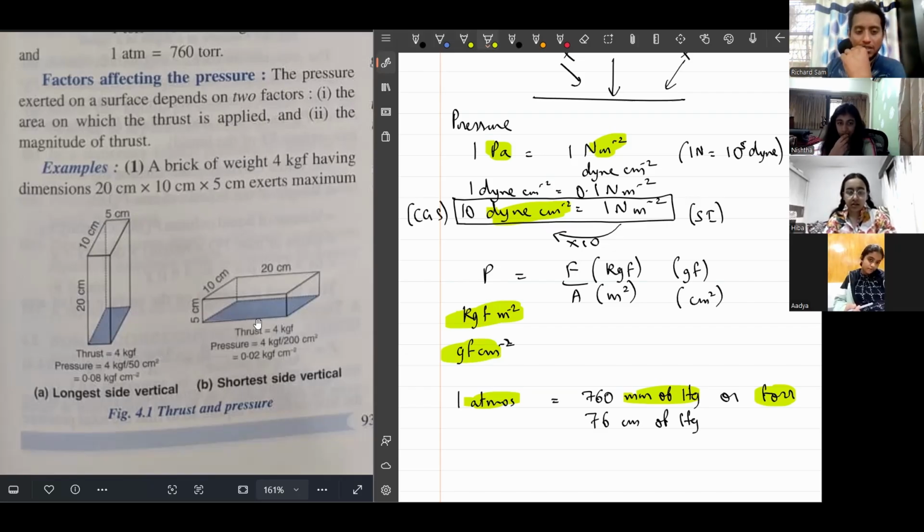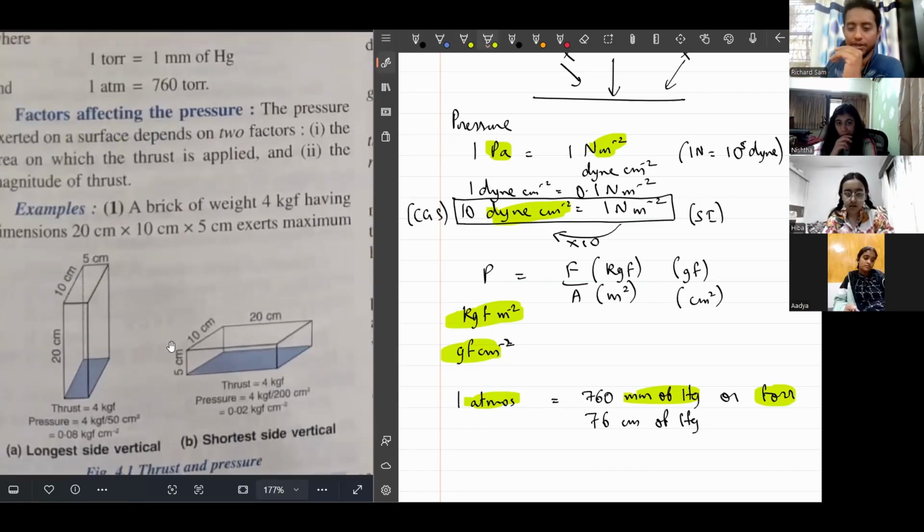On the second image, look at the area. How much is the area over here? Breadth is 20, length is 10. So 10 into 20, that is 200 centimeters square. Okay, so because there's a much greater surface area, there's a lesser pressure on the right side. Okay, is that clear, everyone?